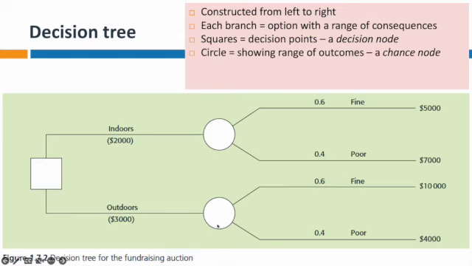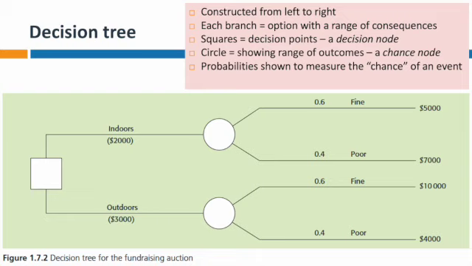Then we have circles. The circles are chance nodes. They are showing the range of outcomes, but these outcomes we cannot pick. I mean, we cannot decide. The only thing we can do is list them and predict the chances of them occurring. For that, we use probability. So this is the probability, and that's why it's adding to 1. The probability of fine weather is 60%. The probability of poor weather is 40%.